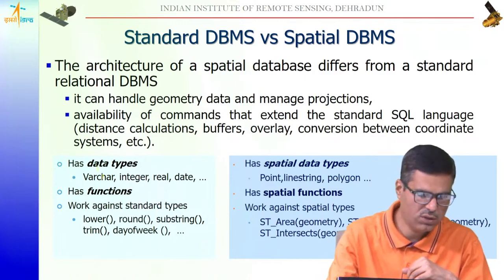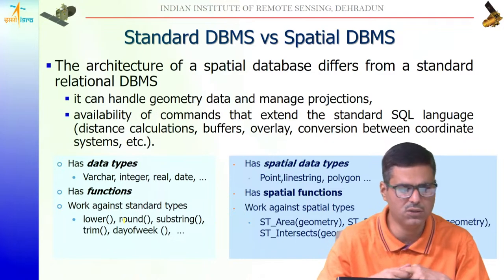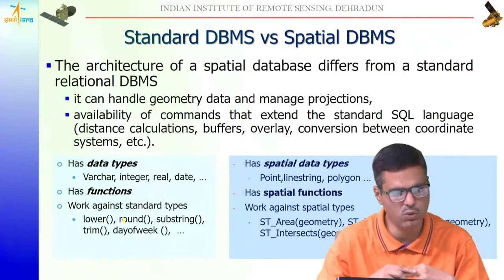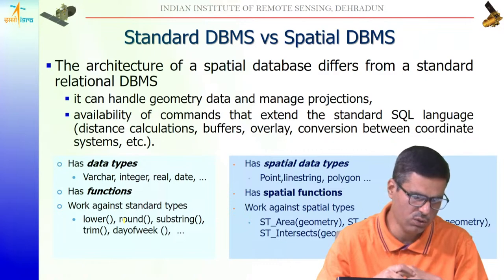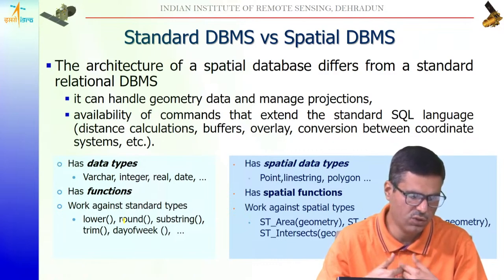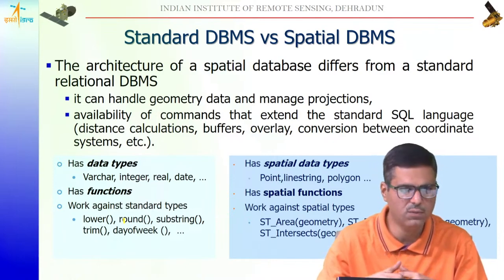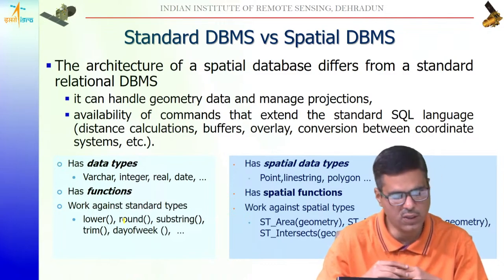So in the traditional DBMS, we have the basic types, which are character, integer, real, and date. Similarly, it also provides functions to work on those basic types, which means there is a function called lower, which takes a text and converts it to lowercase, or a function like round, which takes a real number and rounds it off to some precision value.